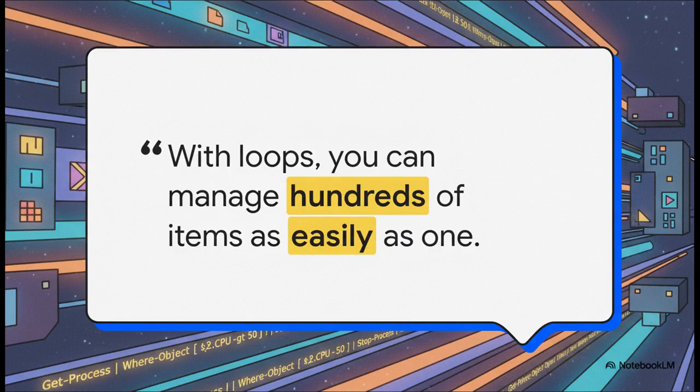Now, what about those really repetitive tasks, the ones you have to do over and over again? This is where loops come in, and trust me, they are an absolute game changer for automation. With a loop, you really can perform the same action on hundreds or even thousands of items just as easily as you could on a single one.